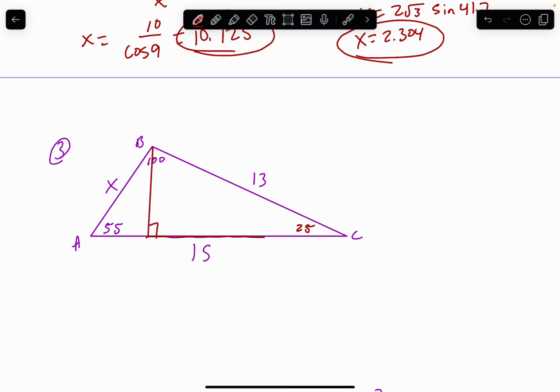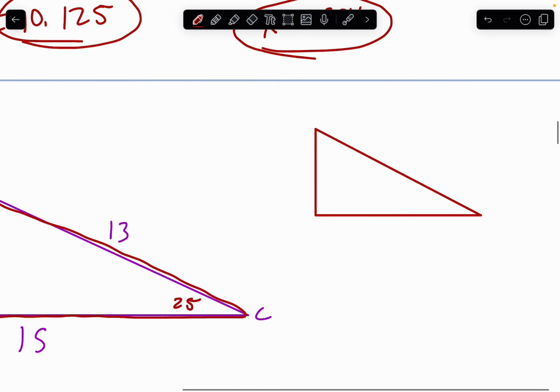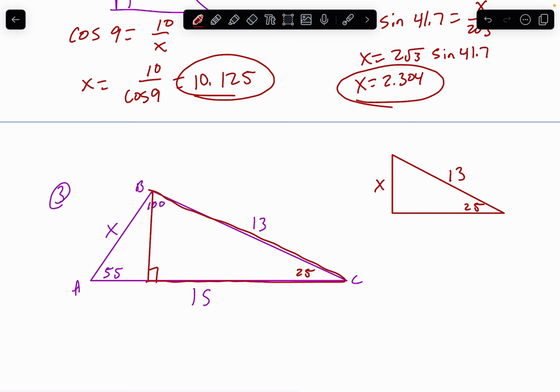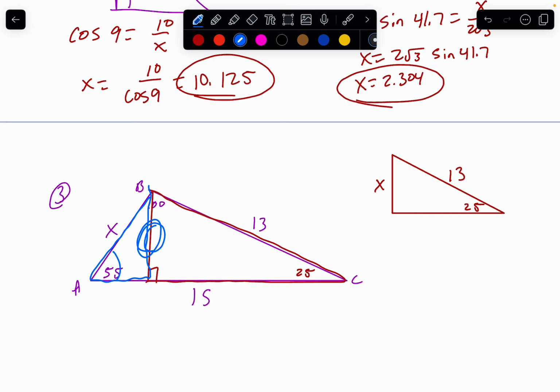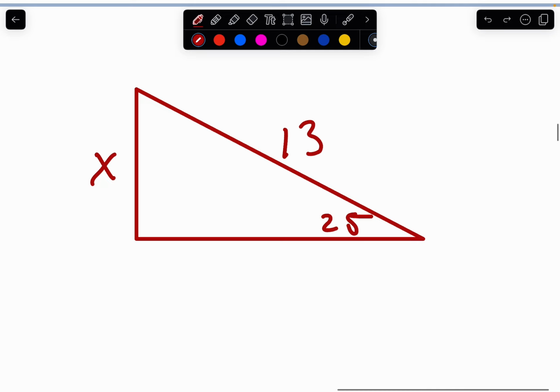Because if I drop a vertical height, this right triangle, I have enough information to work on it. So I'm going to redraw it over here and work on that right triangle. That right triangle has a 13 and a 25, and I need this side. If I take a look over on the other side, the other triangle over here, if I knew this number, couldn't I do trig to get that x that I'm looking for? The answer is yes. So I need to do trigonometry on this triangle first.